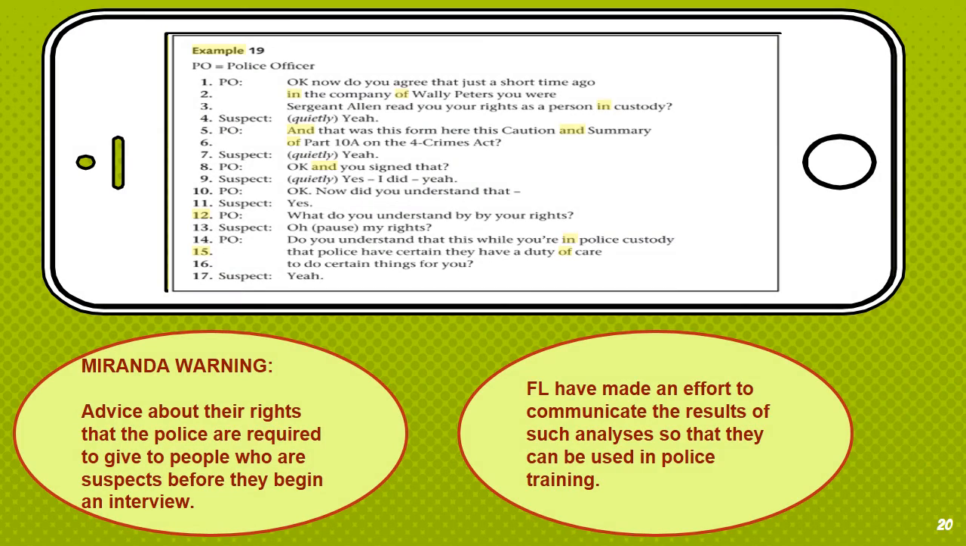The slide shows example 19. Okay. PO stands for police officer. Okay, the first one is the police officer.